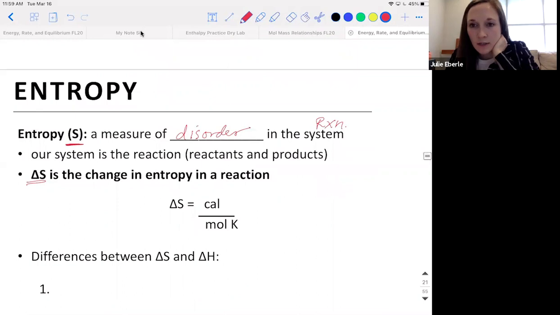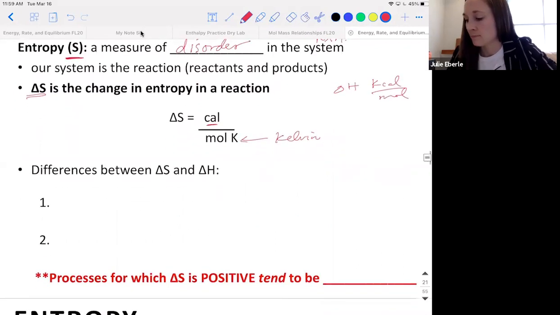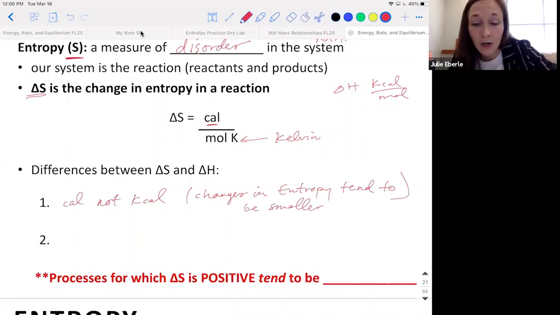So here are our units for delta S. I want to look at these. It's calories per mole Kelvin. K, remember what K stands for? This is Kelvin. This is different from delta H. Delta H was just kcal or kilojoules per mole. So there are some differences. I want to look at the differences in these units. Number one, calories, not kcal. What that means is that changes in entropy tend to be smaller. That does not mean that they're not significant. It's more appropriate to use a smaller unit.